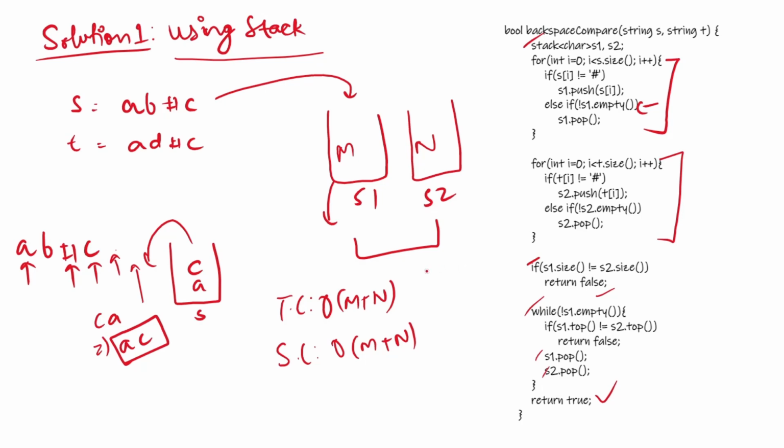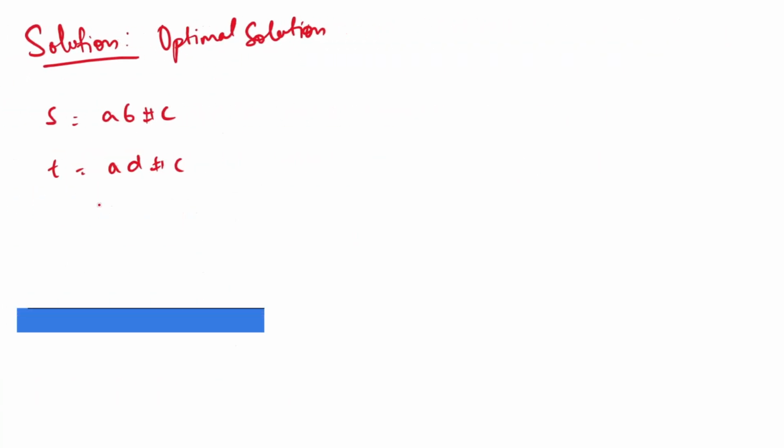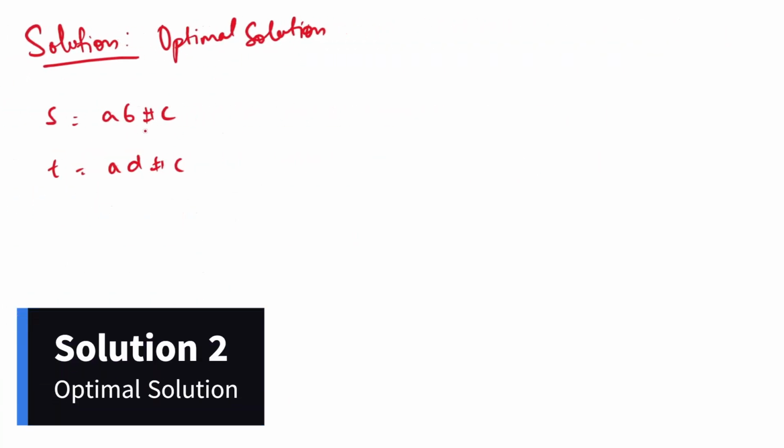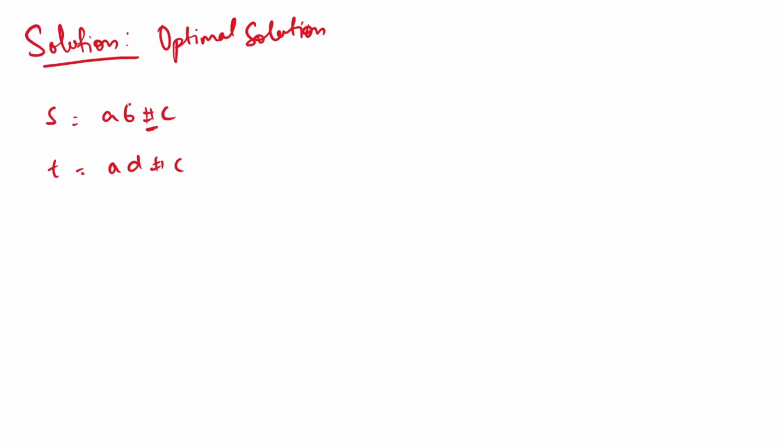But can we improve this? Can we improve this to O(1)? Let's see the second solution, which will be our best solution for this problem. As we know, if we find any hashtag, then we have to remove the previous character. But we do not know how many hashtags will be there in the future. If I have a b c hashtag hashtag, I do not know how many hashtags there are in the future, so I have to consider this or not.